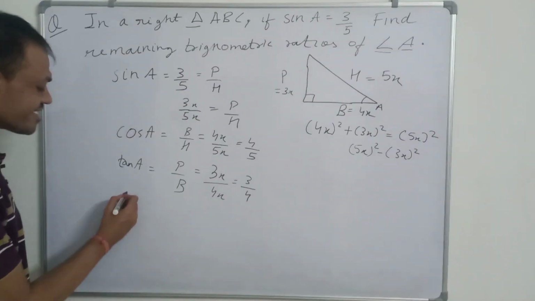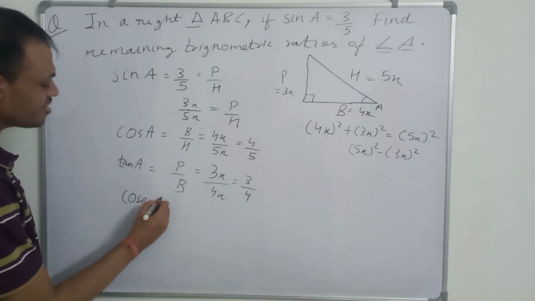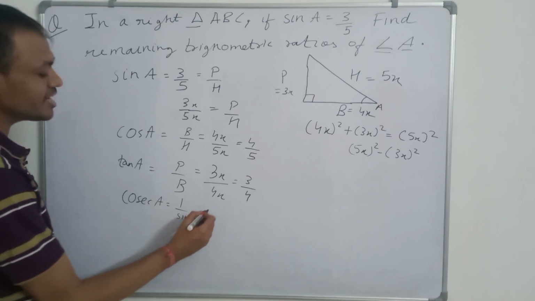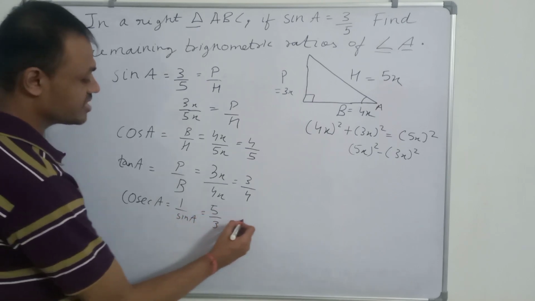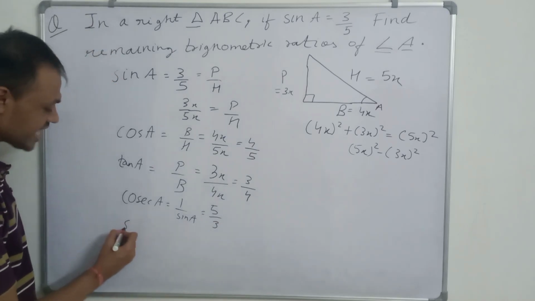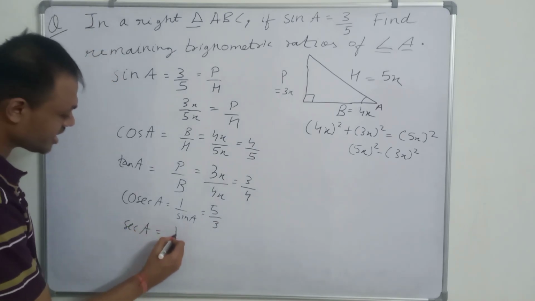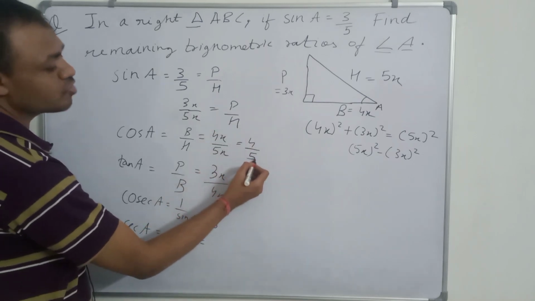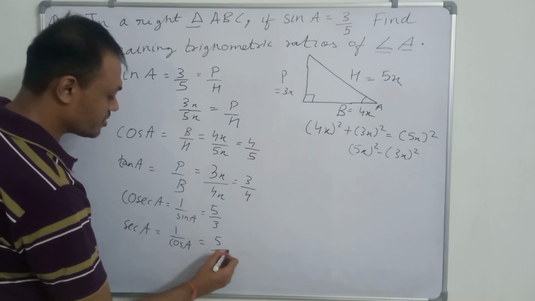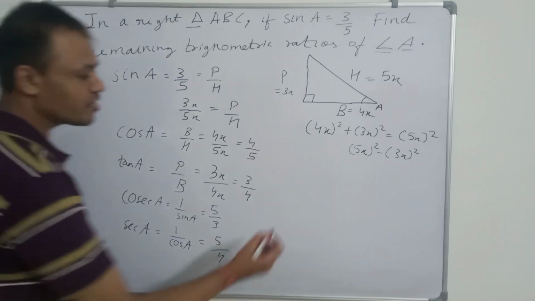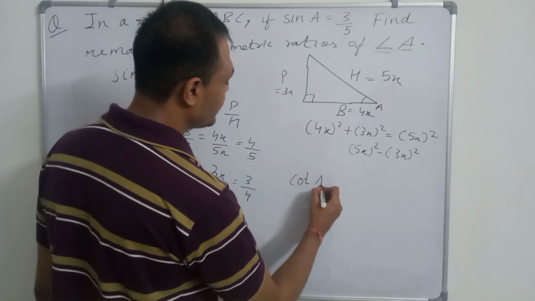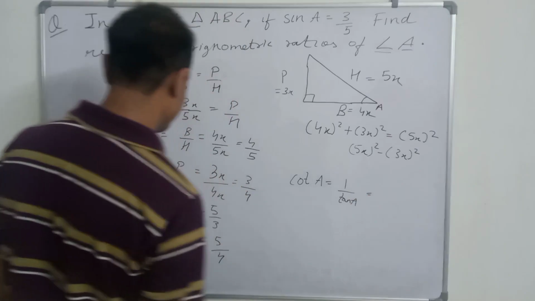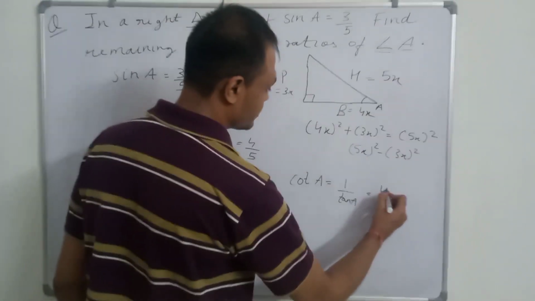Now cosec is 1 upon sine. So cosec A will be equal to 1 upon sine A. So this will be equal to 5 upon 3. Sec A will be equal to 1 upon cos A. So 1 upon cos A will be 5 upon 4. Sec A is 5 upon 4. Now cot A will be equal to 1 upon tan A. So cot A will be equal to 4 upon 3.